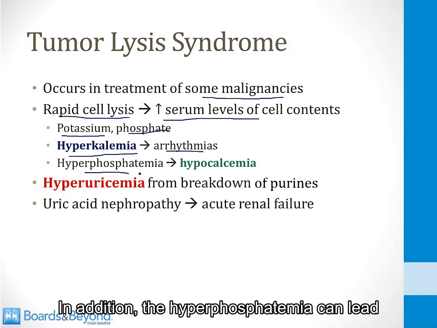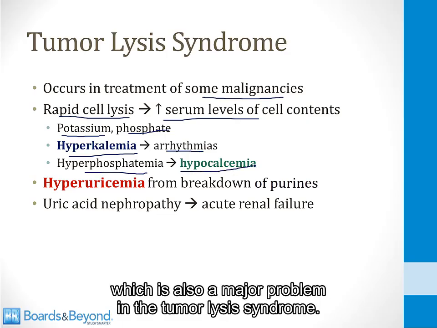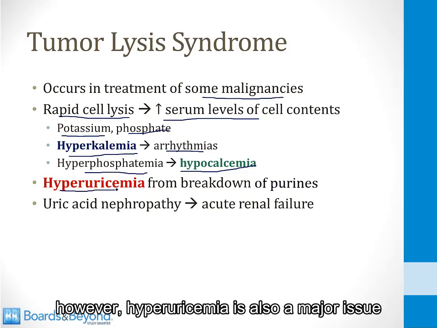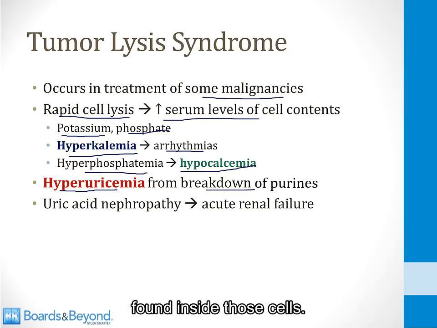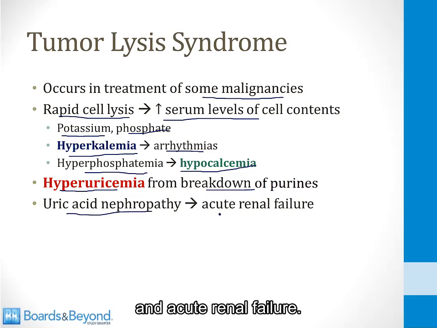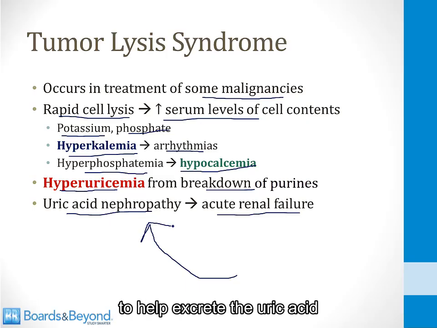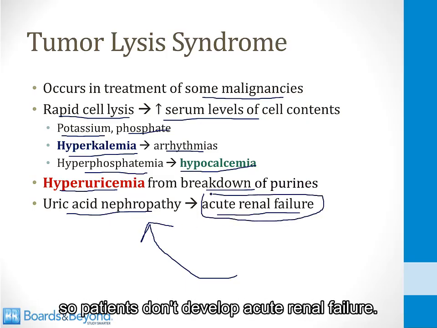In addition, the hyperphosphatemia can lead to the binding of calcium and phosphate, and this can lead to hypocalcemia, which is also a major problem in the tumor lysis syndrome. In addition to hyperkalemia and hypocalcemia, however, hyperuricemia is also a major issue in the tumor lysis syndrome, and this is from the breakdown of purines found inside those cells. Now, usually this doesn't lead to gout because you need chronic hyperuricemia to get gout, but what this often leads to is uric acid nephropathy and acute renal failure. And for this reason, rasburicase is often administered to help excrete the uric acid in the setting of tumor lysis syndrome so patients don't develop acute renal failure.